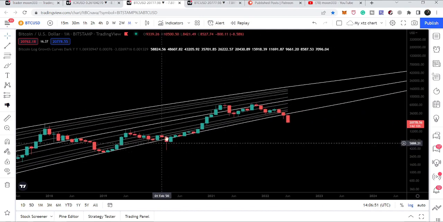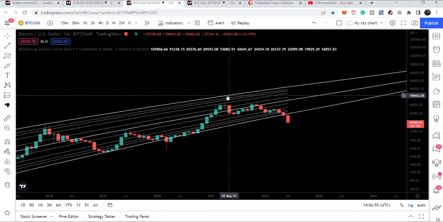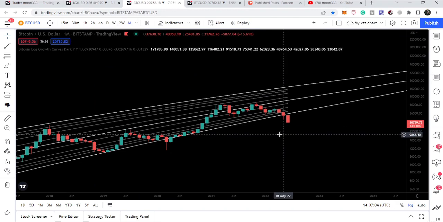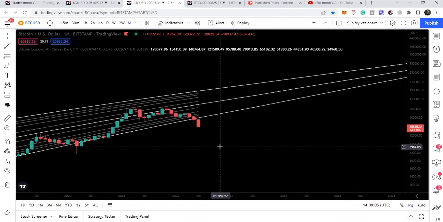I'm just showing you quickly, and you can also check yourself. You can place this Bitcoin log growth curve on your TradingView chart, choose the monthly time frame, and it will show you the complete record. By the way, you need to set your chart setting to logarithmic, and it will show you the accurate data.